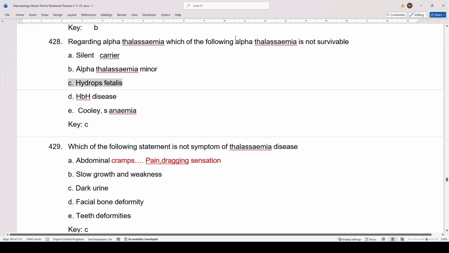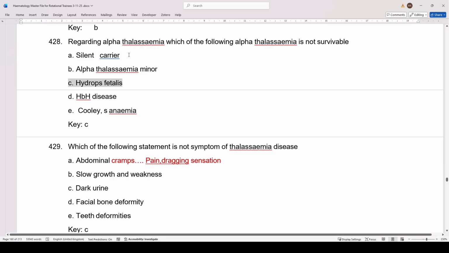Regarding alpha thalassemia, which of the following alpha thalassemia is not survivable? In alpha thalassemia, there is a deletion defect. We have deletions of one gene, two gene, three gene, or four gene. Whenever there is four gene deletion, the baby cannot survive. This is called hydrops fetalis. It is not compatible with life.